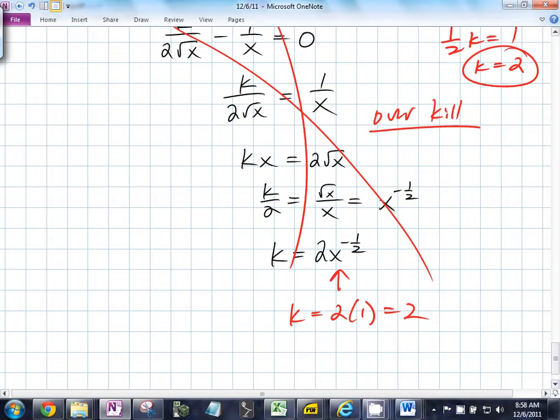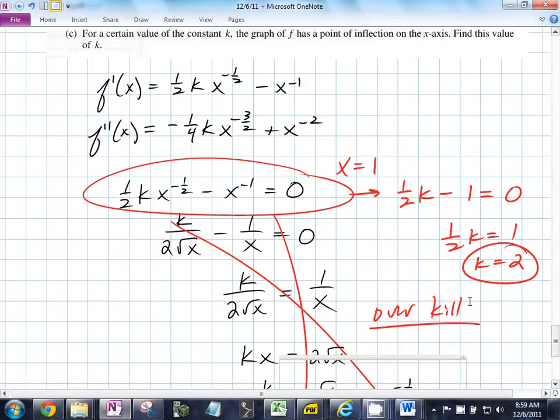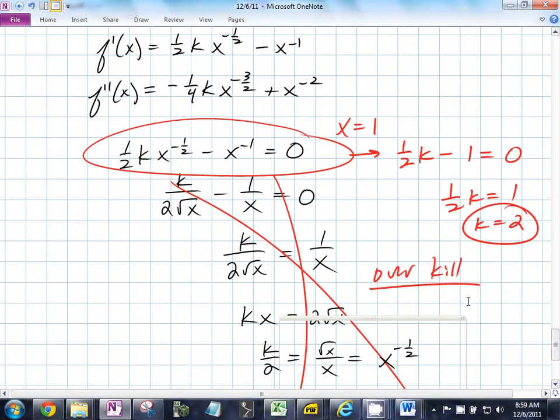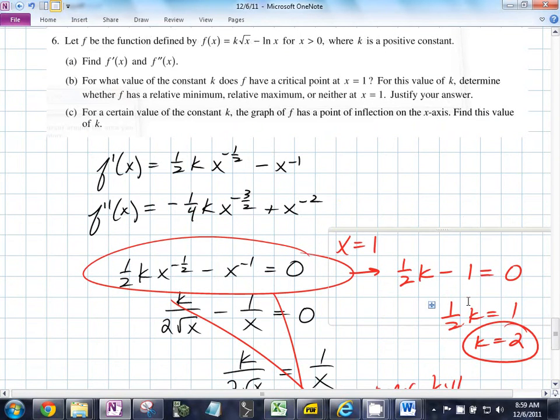Does it ask us for anything else? For this value of k, determine whether f has a relative minimum, relative maximum, or neither at x equals 1. How do you do that? First derivative? No, you can, but what did they set you up with on part A? They gave you the second derivative already. So if x is equal to 1, what is the second derivative? So f double prime at 1 is going to be negative 1/4 k.